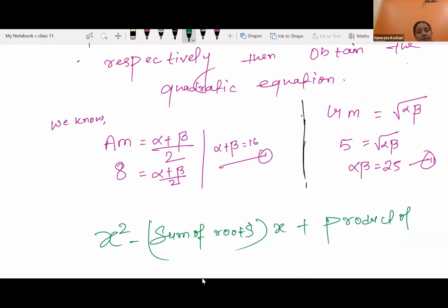Already we know the sum of the roots is 16. So x square minus 16x plus product of the roots, 25, is equals to 0. We can just give it a name. It's just a quadratic equation, because quadratic polynomial and quadratic equation, these two chapters have so many similarities, and these are not completely different topics. These are related topics, right? Is it clear to all of you?